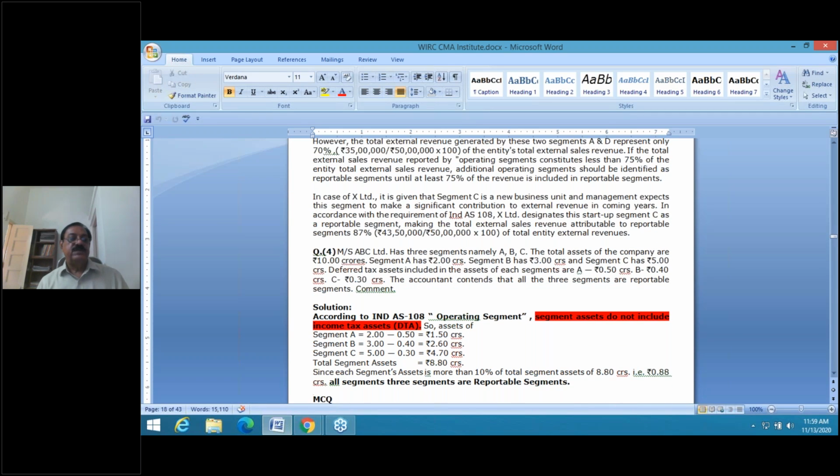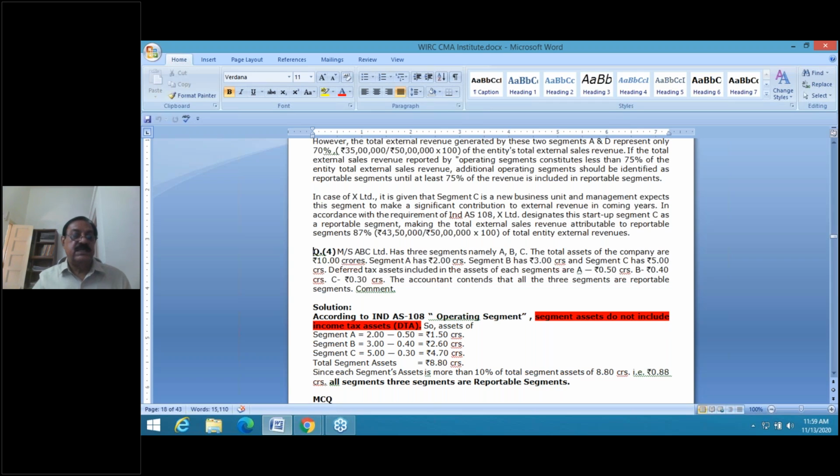And friends, the last point of this is regarding assets. This is a past examination question in your routine course. In your assets, you have to omit DTA, deferred tax assets. Tax assets are not to be considered as part of your assets. So excluding deferred tax assets, what are your assets? That is to be considered for your third threshold limit, 10% of assets.